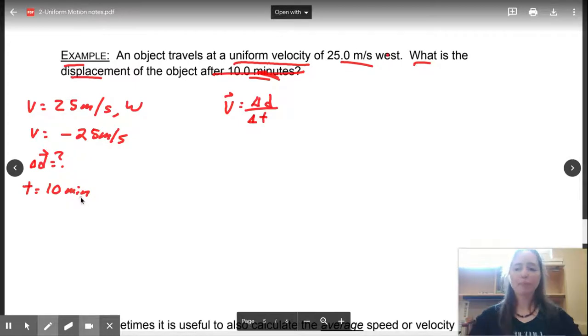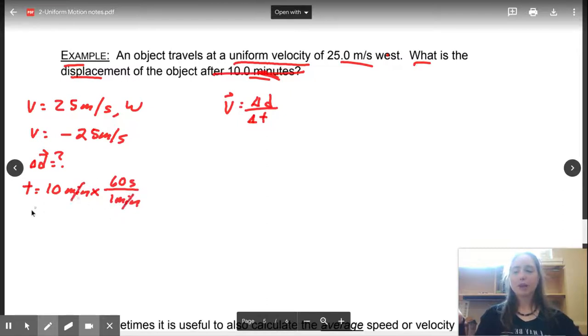So, ladies and gentlemen, we have a problem. What is my problem? Raise your hand. What's my problem? Time. Time is in the wrong units. We can't do time in minutes. We have meters per second. You're going to get the answer wrong if you don't do this in matching units. So meters per second. All right. So my minutes, I have to convert to seconds. There are 60 seconds in 1 minute. Okay.